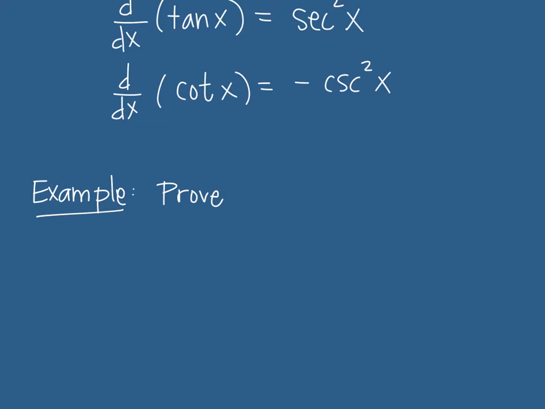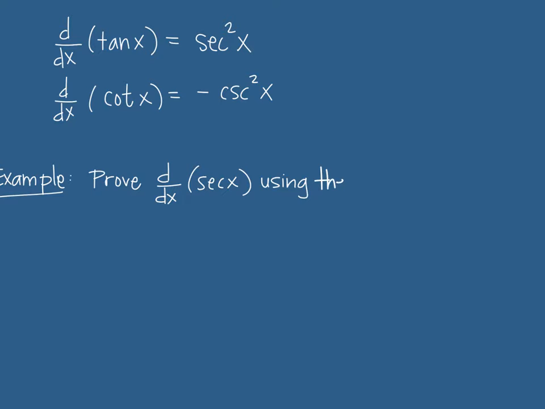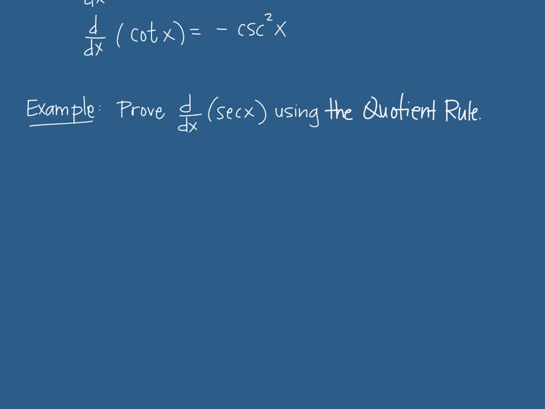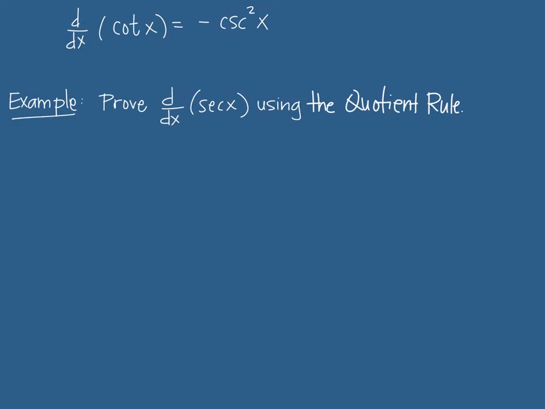And so we are going to prove the derivative of the secant function, and we're going to use the quotient rule to do it. All right, so prove that derivative using the quotient rule. Okay, in order to do that, the quotient rule requires a fraction. It requires a numerator and a denominator. So we'll take d dx of the secant, and we'll change secant into its identity form. And the identity form for secant is 1 over what? 1 over cosine. And we're going to apply the quotient rule to that.